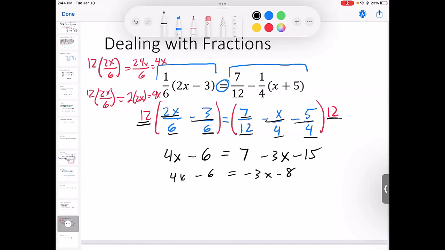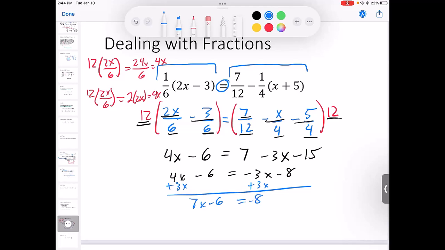And now we have x's on both sides of the expression. And I want to ultimately find out what x is. So I'm going to get rid of one of them. Which one would you guys prefer to get rid of? The negative 3x? Okay, yeah, that's the one I would get rid of as well, just because I don't like working with negatives. But you could get rid of the 4x and you'd still end up with the same answer in the end. So I'll add 3x to both sides to get rid of the x on that side. And that gives me 7x minus 6 equals negative 8.